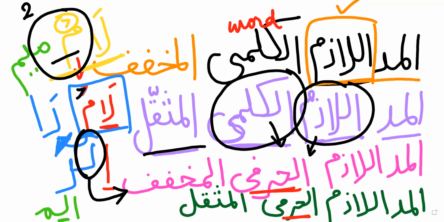So listen to the question again. I cannot say that lam will always be mukhaffaf or always be muthaqqal. What decides if lam is going to be muthaqqal or mukhaffaf? What is the deciding factor for lam to be mukhaffaf or muthaqqal? Think about it. After the mim sukoon, whether it can be, oh wow!